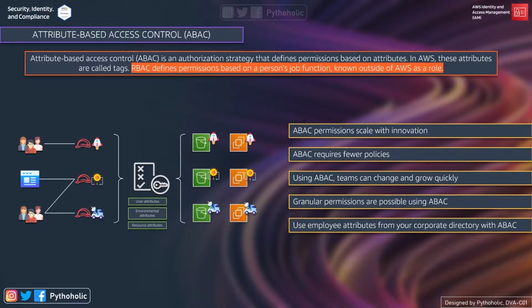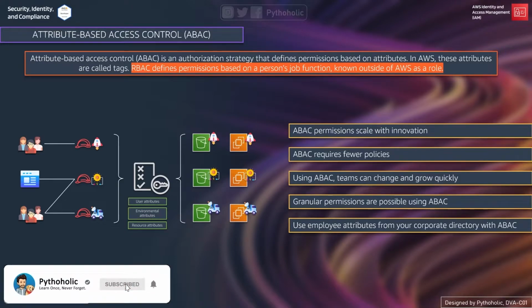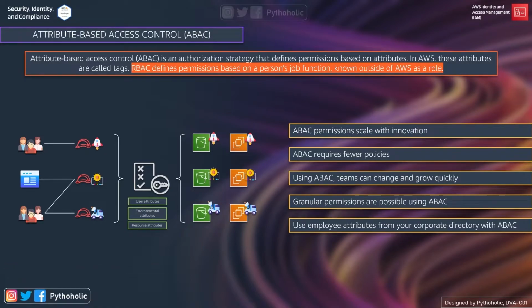And last but not the least, use employee attributes from your corporate directory with ABAC. This is a very good benefit, I tell you. When we use session tags with SAML, we can pass these session tags to AWS, and by using these attributes, we can provide access using attribute-based access control, like project or team or business unit or even cost center. So if your user has a session tag based on the user attributes, we can pass those session tags to AWS, and based on that, we can provide you access.